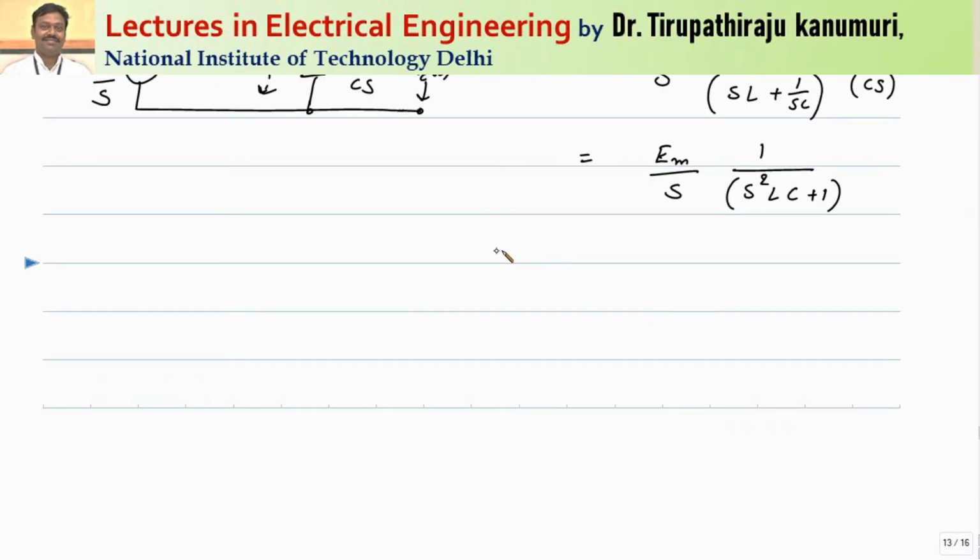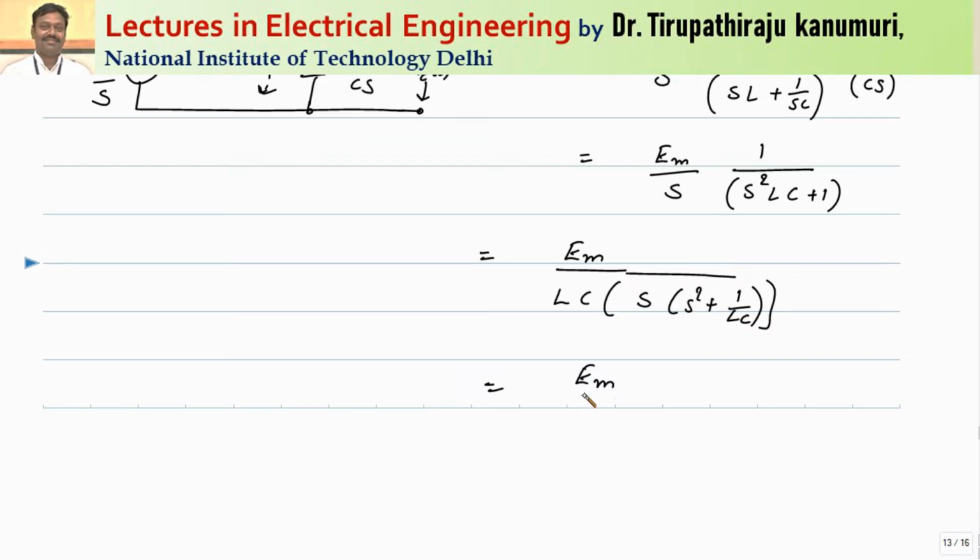So this I can further simplify. This will become equal to Em divided by, I am taking LC common and the remaining terms inside, S multiplied by (S squared plus 1 by LC). I have taken LC common to the outside. Or this I can further simplify.